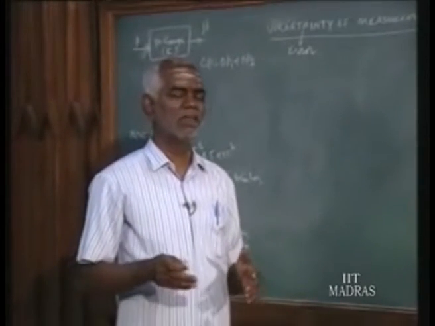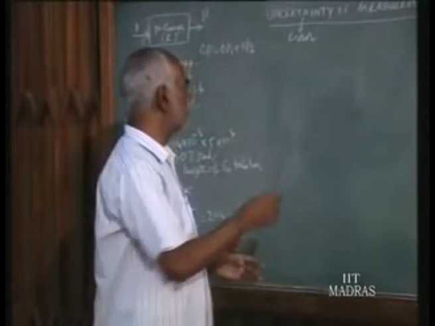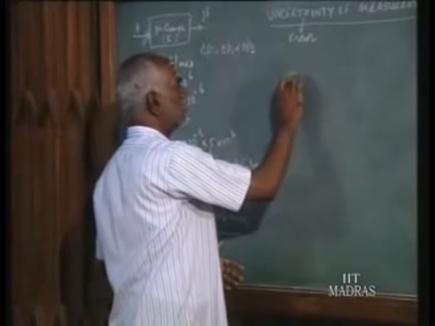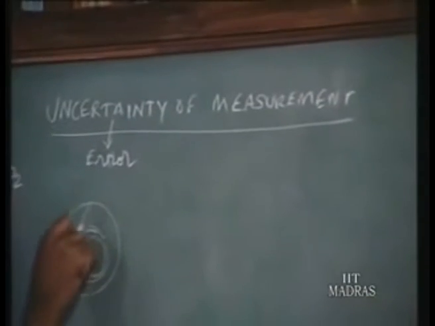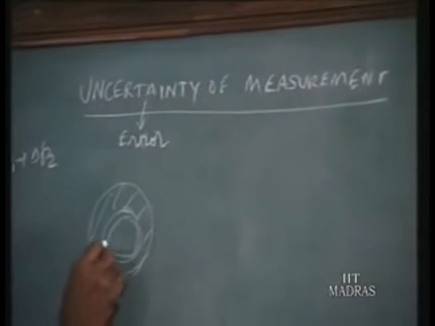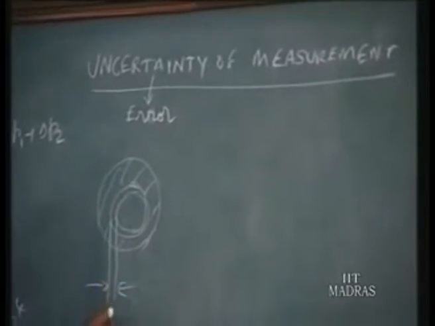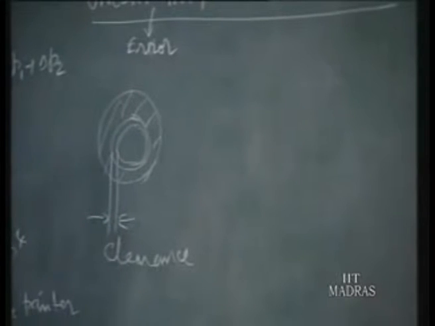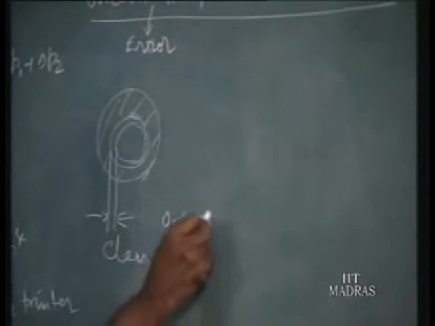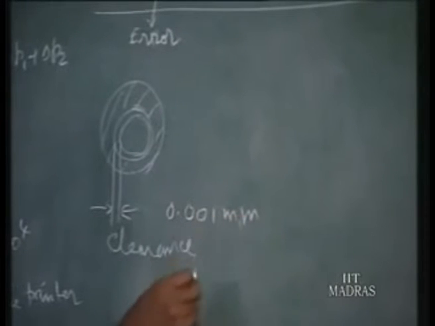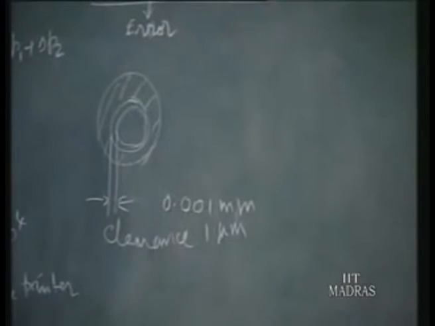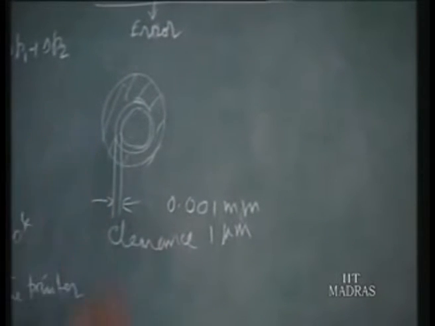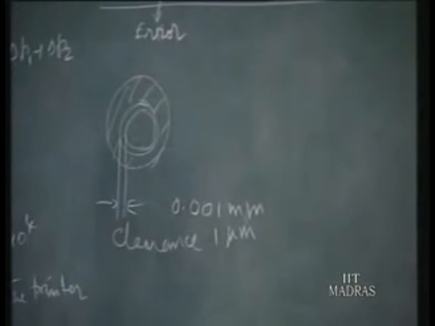Whereas in bearings, if you take a bush bearing, we have a bush within which the journal is going to sit. The clearance affects the functioning of the bearing. So this is a functional dimension, and it should be of the order of 0.001 millimeter, or 1 micrometer. It should be measured with an accuracy of 1 micron. So depending upon the application, you have to select an instrument with its tolerance or error.